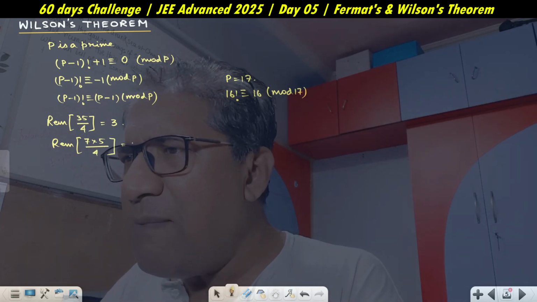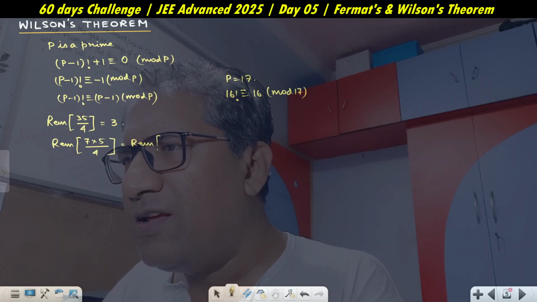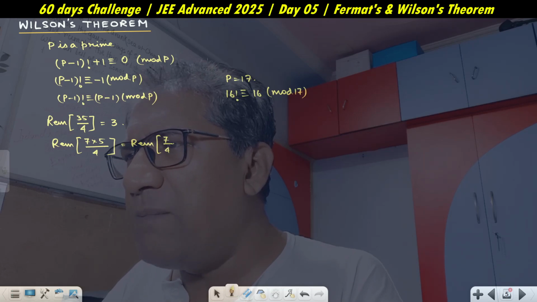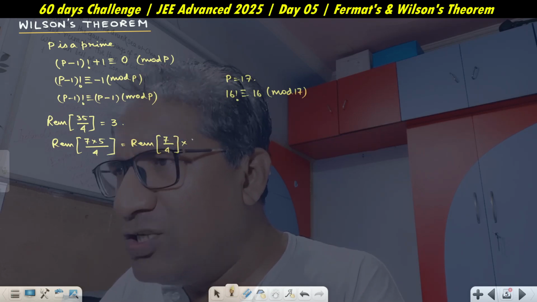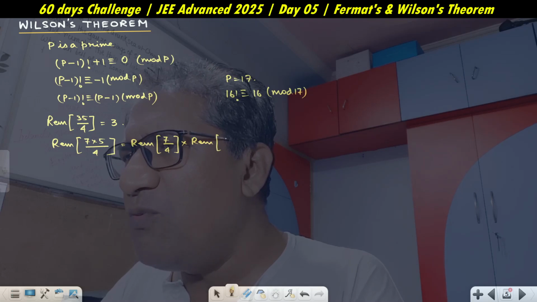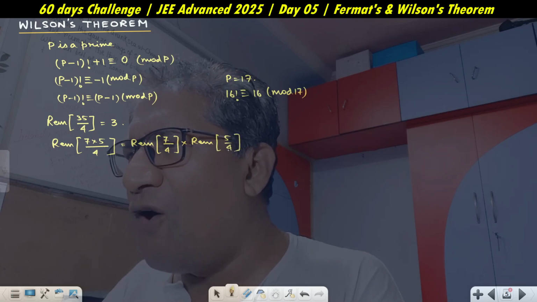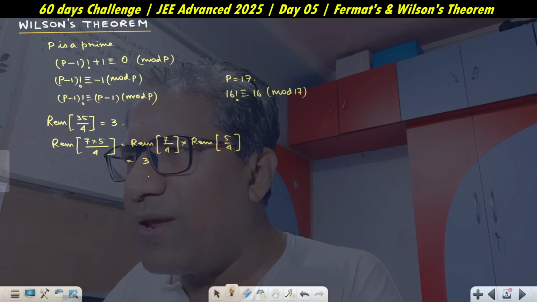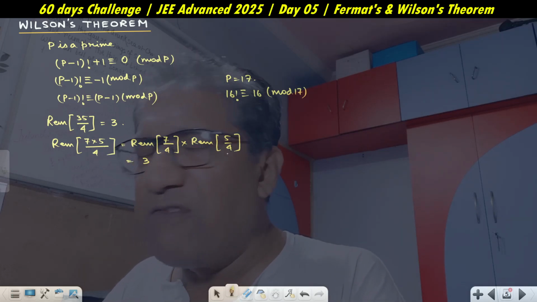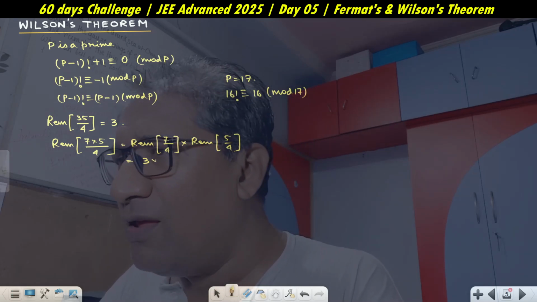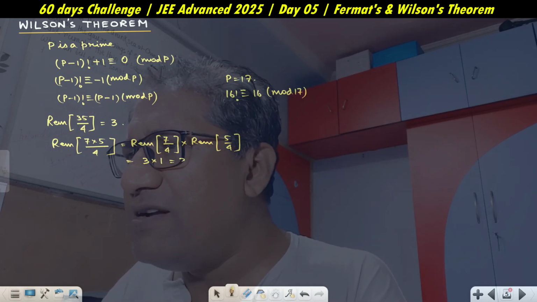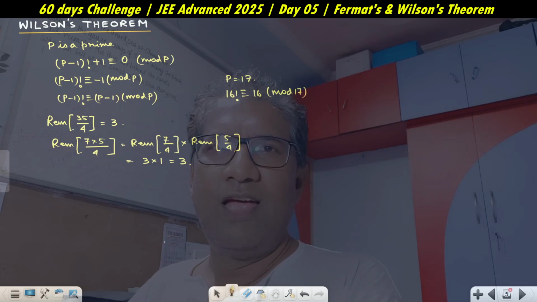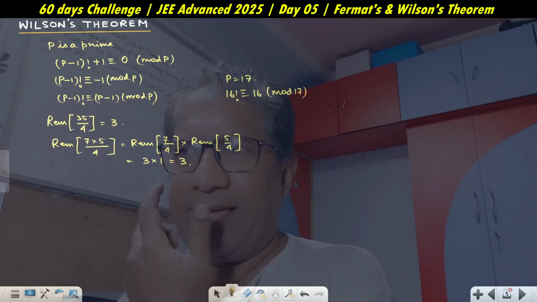Now this is the same as finding the remainder when 7 is divided by 4 into the remainder when 5 is divided by 4. When 7 is divided by 4, the remainder is 3. When 5 is divided by 4, the remainder is 1. Therefore, ultimately the remainder will be 3. So this way we can also think.